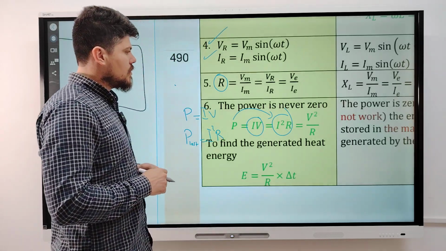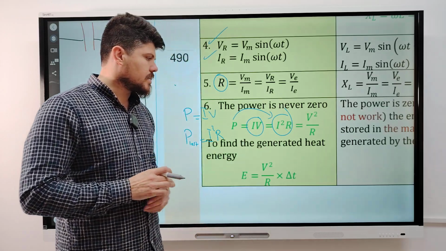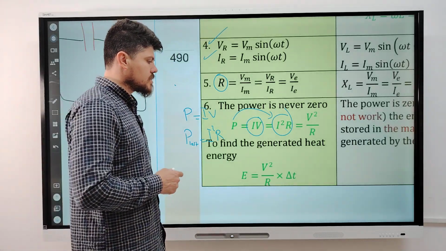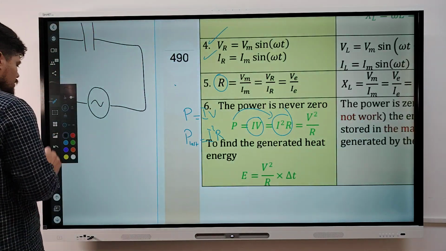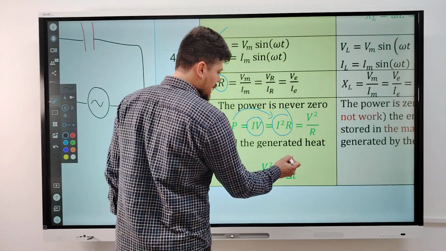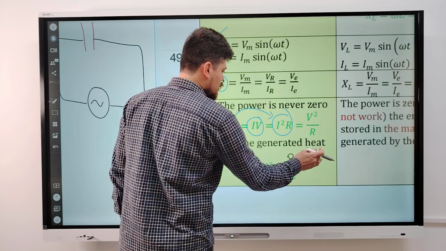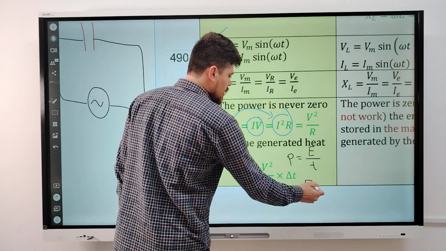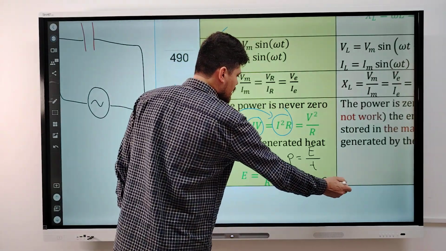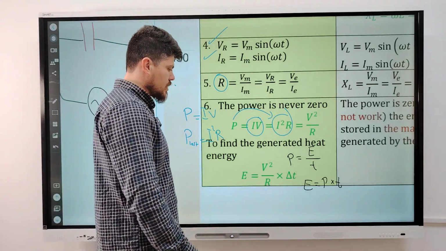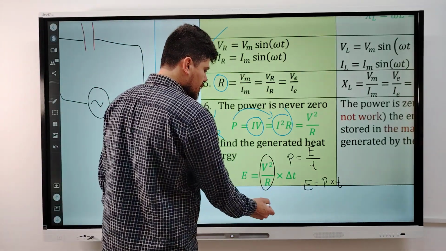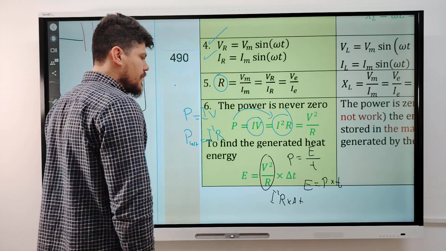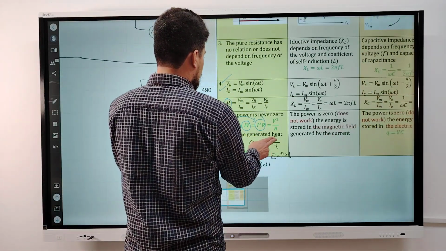Okay? So to find the generated heat as energy, the energy lost, the energy converted to heat, you can use this relation because, as you know, power is equal to energy or work per unit time, E over T. E is equal to what? If you rearrange the equation, P times T. So instead of P, you can write V squared over R, or you can write I squared R times delta T. Okay? This is about the pure resistance.